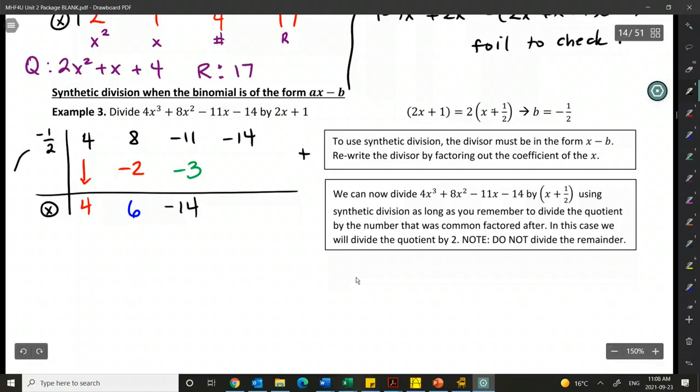One more time. Negative half times negative 14. Or what is negative 14 divided by negative 2? 7. And then add.